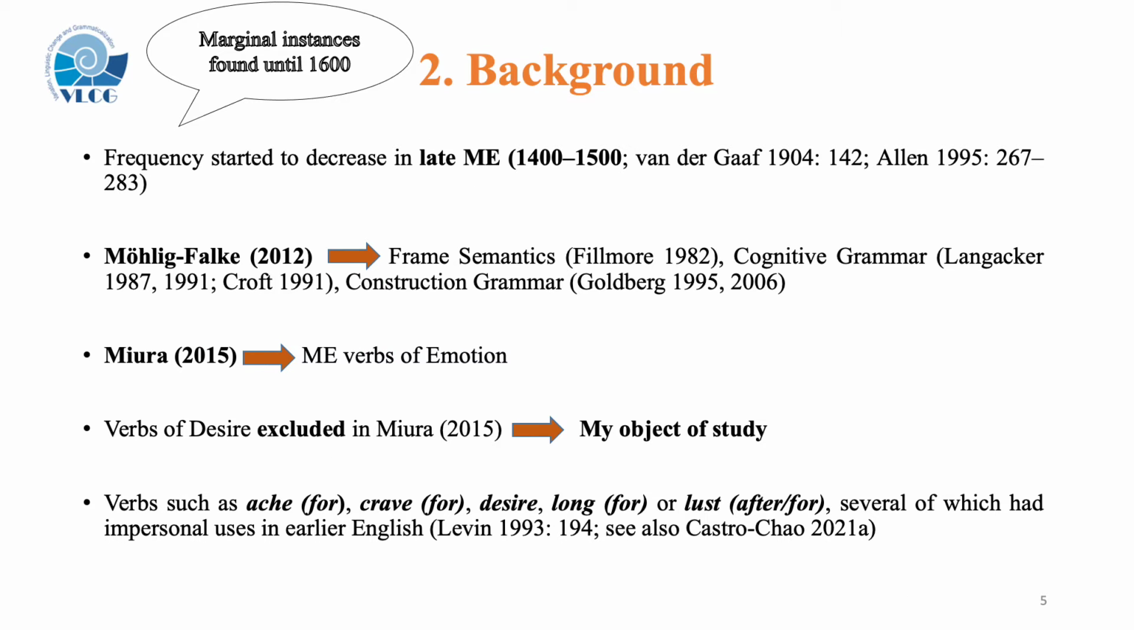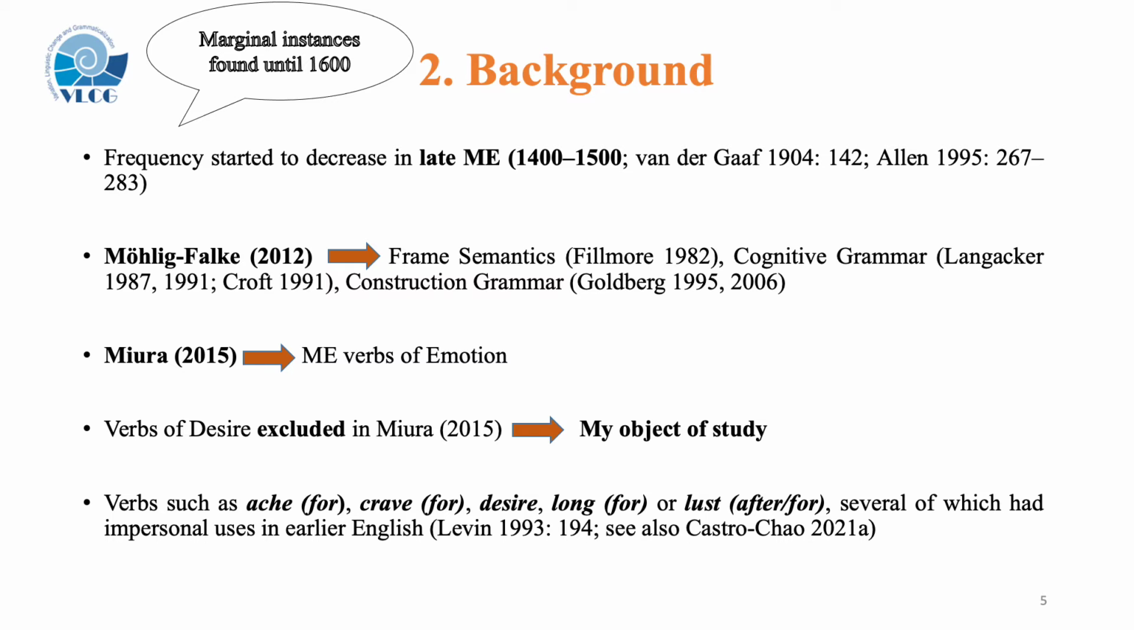The frequency of impersonal constructions started to decrease in late Middle English, particularly between 1400 and 1500, although marginal instances could still be found until about 1600. There are a number of previous studies which are of particular importance for my purposes, and these are Melik-Falke 2012 and Miura 2015. Melik-Falke approaches the study of impersonals from the perspective of frame semantics, cognitive grammar, and construction grammar, and from her work I adopt, for the most part, my theoretical framework.